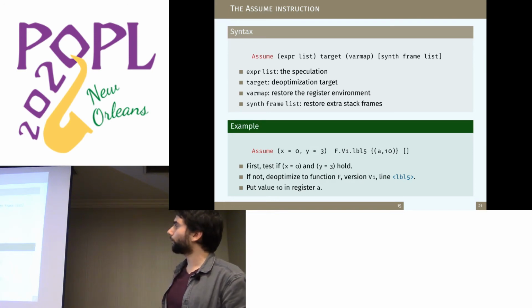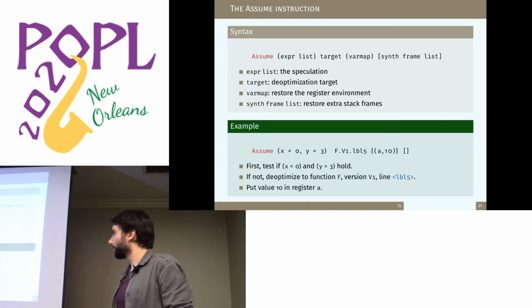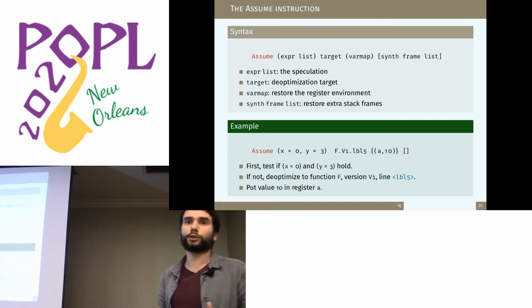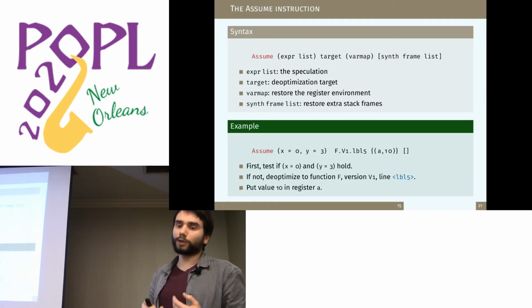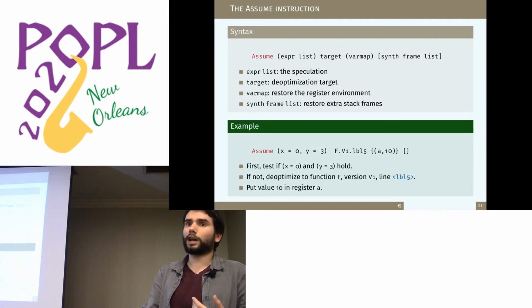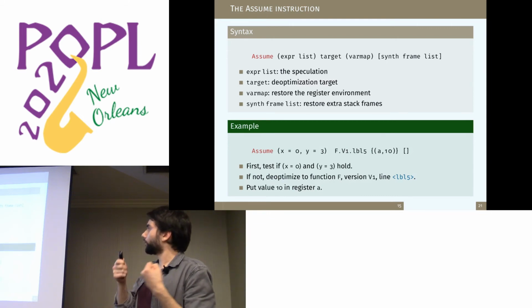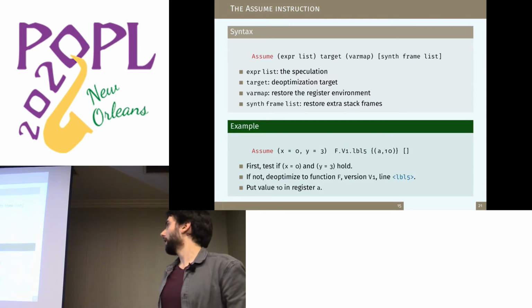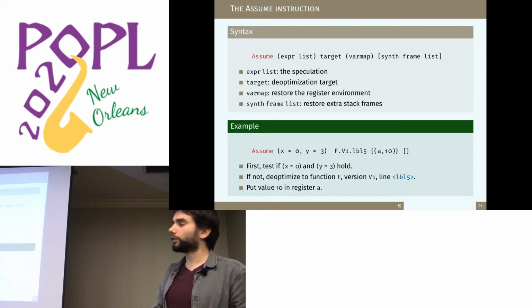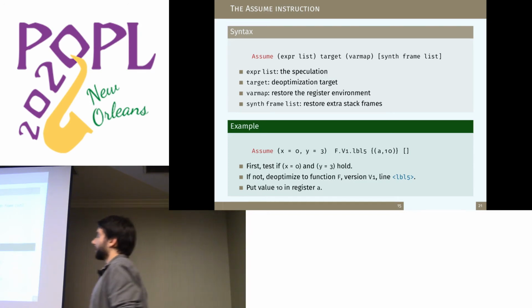So for instance, if you encounter such an instruction in your code, what you're going to do is first test if the list of expressions holds. And if it does, then you can go on in the execution of your specialized version. If it doesn't, however, you will go back to function f version v1 label 5, and you will also restore the environment. So in that case, you will put value 10 in register A.